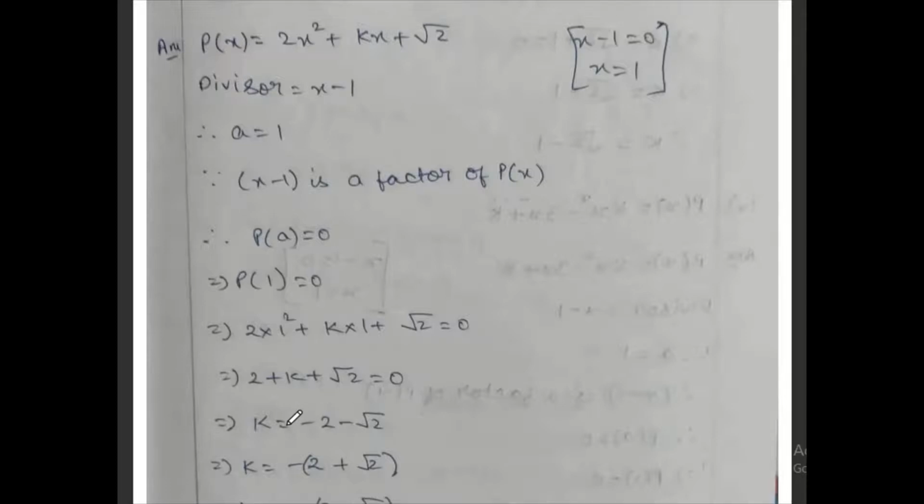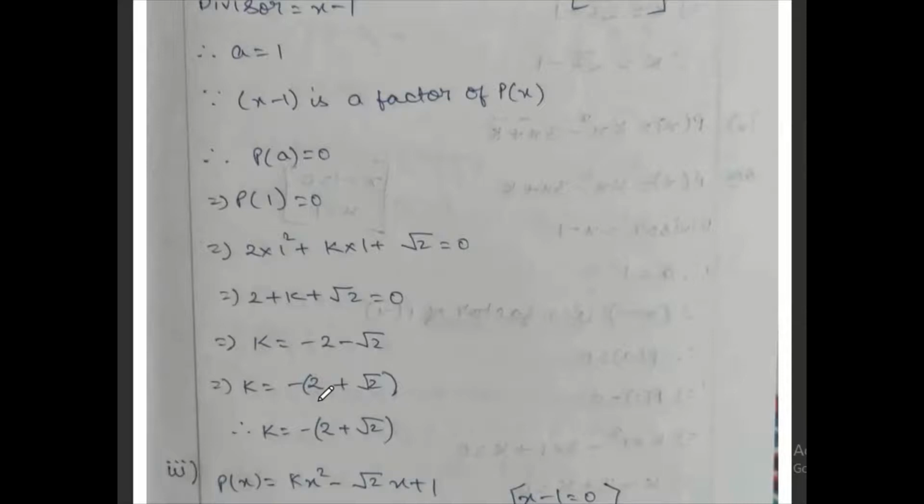We are searching for the value of k. So let us take 2 and root 2 towards the right side. As you know, plus goes there, it means it will be minus. So k equals minus 2 minus root 2. Taking the minus sign common, we get 2 plus root 2. So the value of k is minus (2 plus root 2).